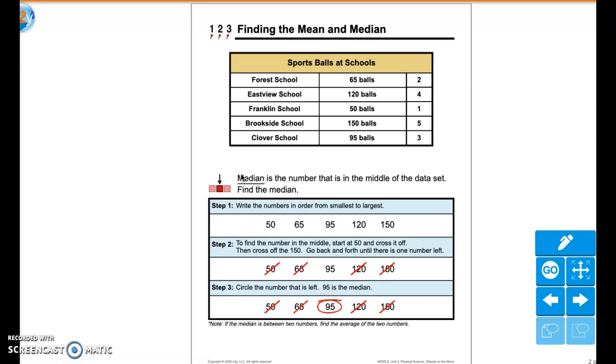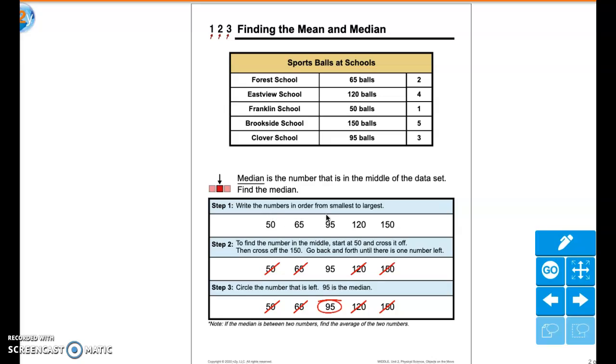All right, so the median is the number that's in the middle, okay? So median means middle. When these numbers over here are in order of smallest to largest, okay? So number 1, they numbered as the smallest, okay? So 50 is the smallest, and then 65, and then 95, 120, and 150. So this helps us put the numbers in order, okay? So this is the smallest number, so it was written first.